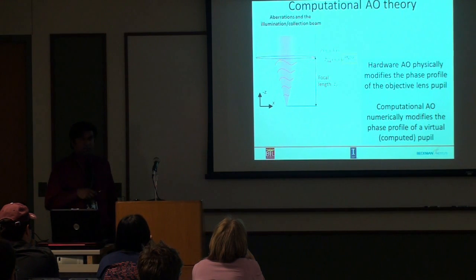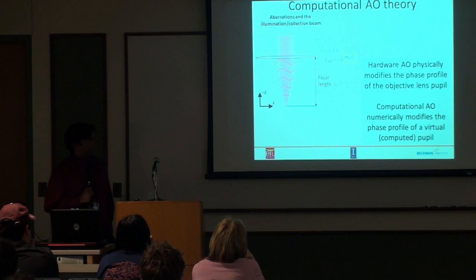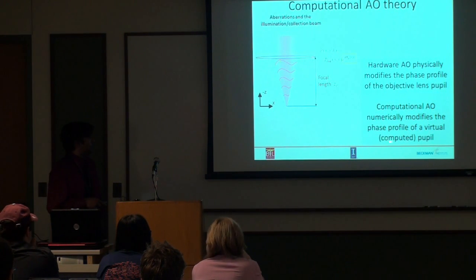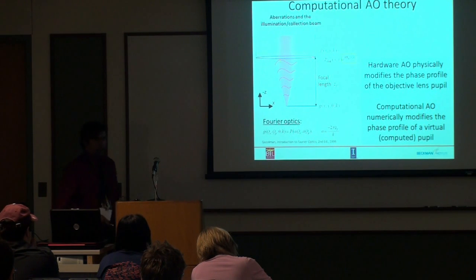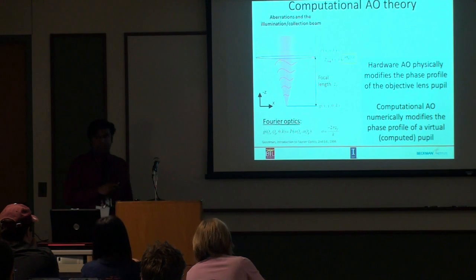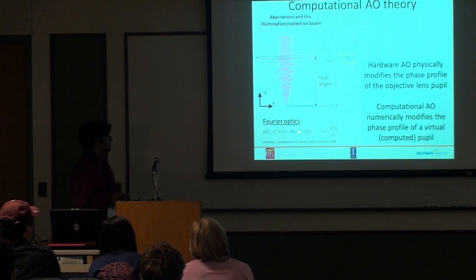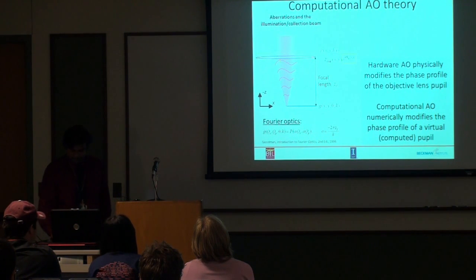So what are the underlying principles here? Hardware-based AO physically modifies the phase profile of the objective lens pupil. In computational AO, we numerically modify the phase of a virtual or computed pupil. This is based on the Fourier optics result that the pupil is actually a bandpass filter whose transfer function under a trivial coordinate scaling is given by the Fourier transform of the point spread function at the optical focus.